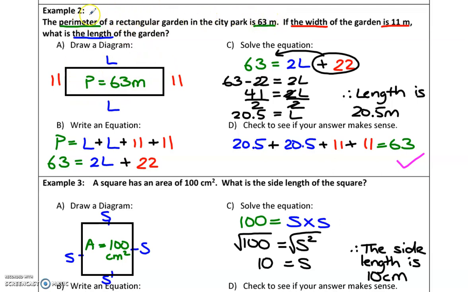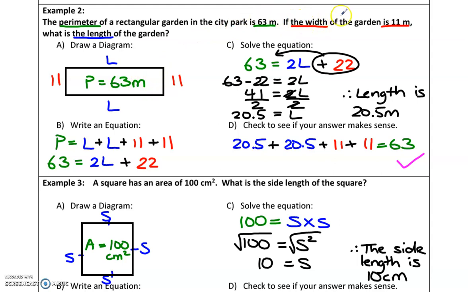Now remember, a perimeter means you're going to add the widths and the lengths all together. So we have 2 widths and we have 2 lengths. And when we add them all up, we're going to get 63. Now I just decided to put that in the middle for now to keep that information there and I can see it. Okay, now they gave us some other information.